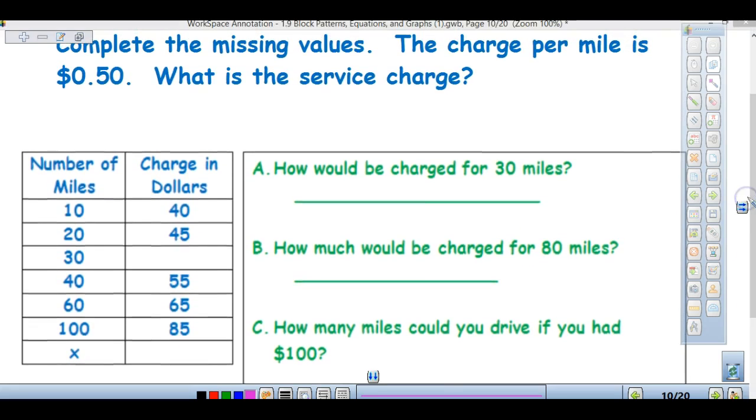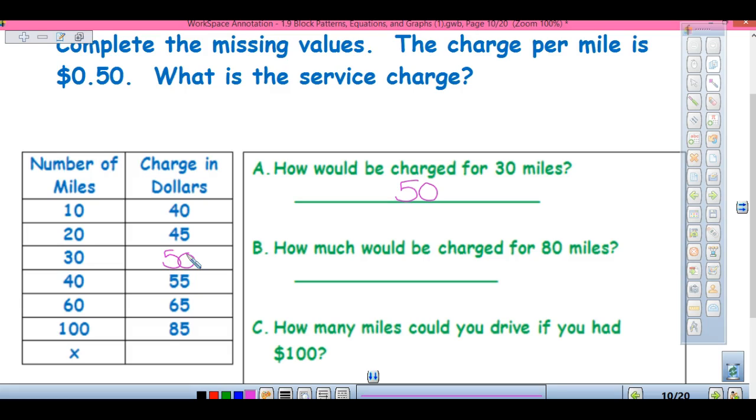If we went 10 miles, they charge $40. If we went 20 miles, they charge $45. Okay, what am I missing there for 30? $50. So we're missing 50 in there. Okay, do we know how much would be charged for 80? Well, 65 would be, or 60 would be, 70 would be, 75, 75 would be, 80.